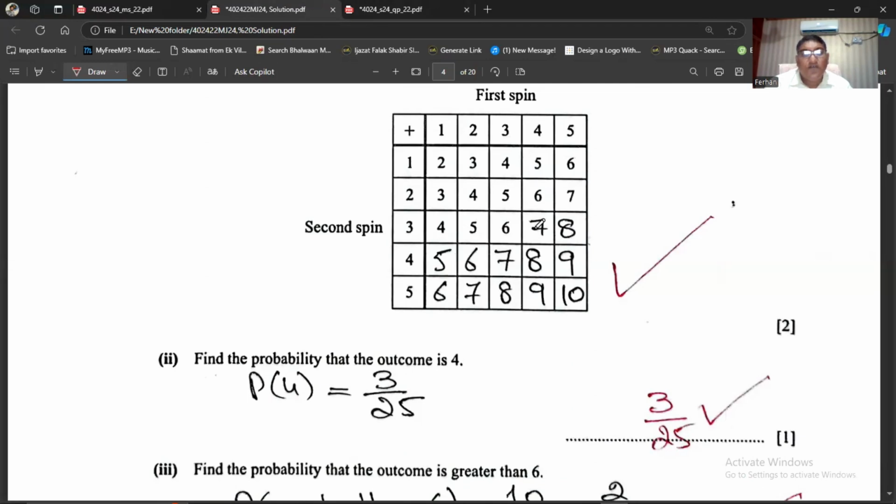So 4 plus 3, that will be 7. 5 plus 3, that will be 8. 4 plus 1, that will be 5. 2 plus 4, that will be 6. 3 plus 4, that's 7. 4 plus 4 is 8. 5 plus 4 is 9. 1 plus 5 is 6. 2 plus 5 is 7. And 3 plus 5 is 8. 4 plus 5 is 9. 5 plus 5 is 10.